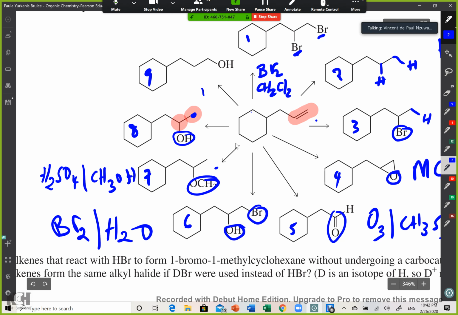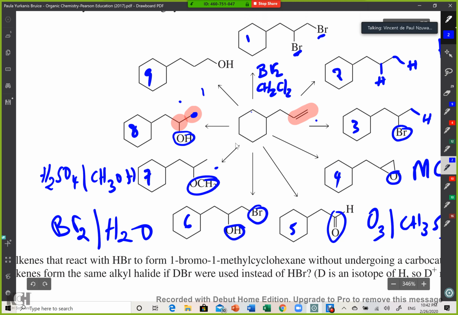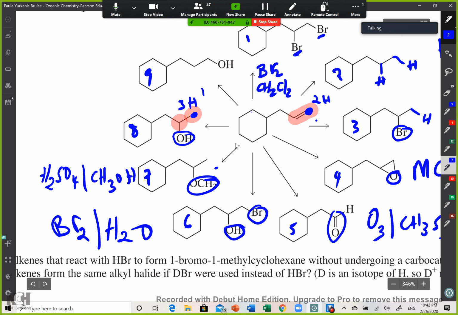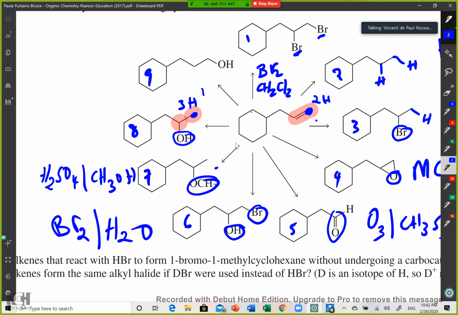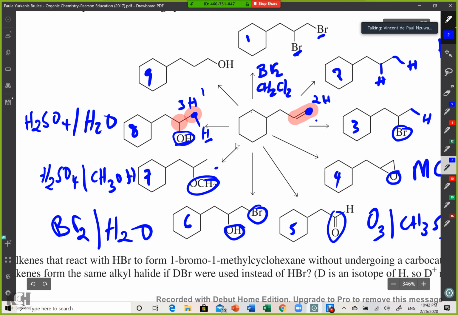Now, this particular carbon atom here is connected to 3 hydrogens. The same carbon atom over here on the reactant is only connected to 2 hydrogens. So that's what informs me that I have an extra hydrogen that has been added to the product. Does that make sense? In that case, I know that I have added an OH and an H. And the only way I can do that is in the presence of an acid and water.